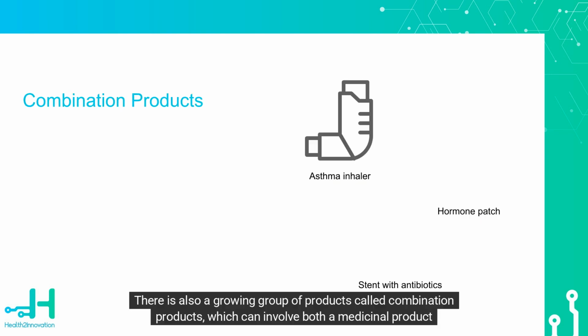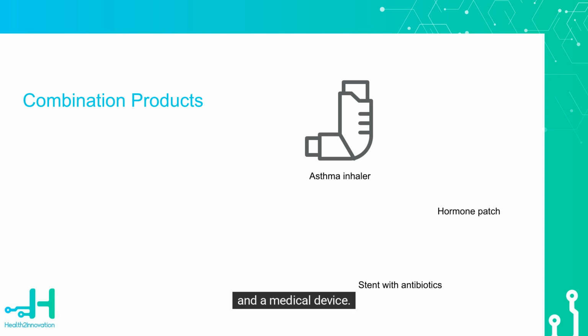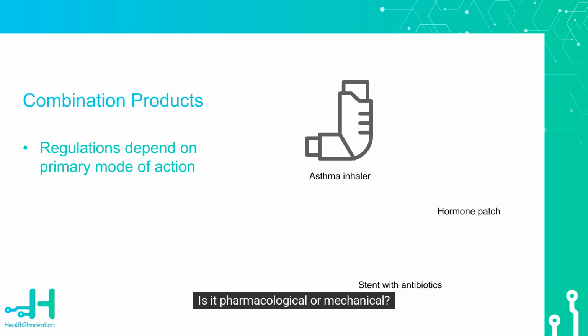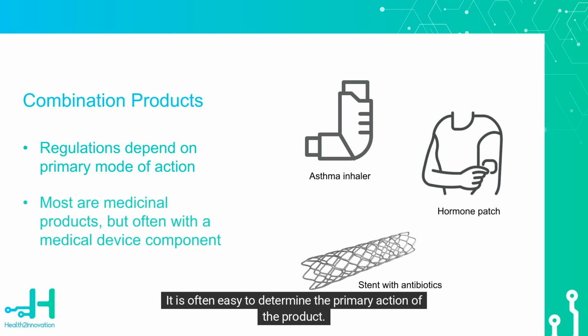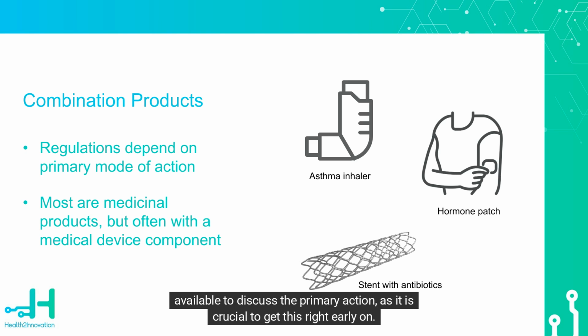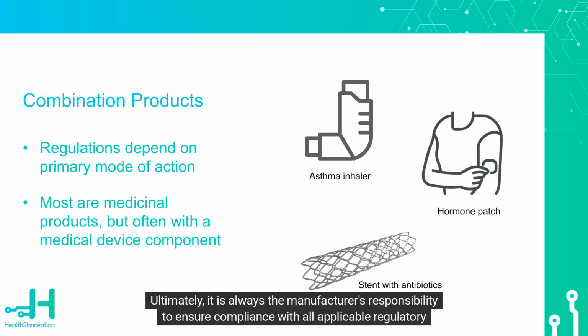There is also a growing group of products called combination products, which can involve both a medicinal product and a medical device. Here, the regulations that apply depend on the product's primary mode of action. Is it pharmacological or mechanical? It is often easy to determine the primary action of the product. But if you are unsure, regulatory authorities in both the EU and the US provide guidelines and are available to discuss the primary action, as it is crucial to get this right early on. Ultimately, it is always the manufacturer's responsibility to ensure compliance with all applicable regulatory requirements.